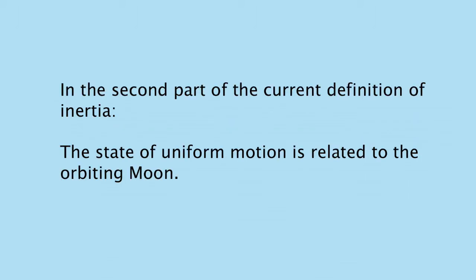In the second part of the current definition of inertia, the state of uniform motion is related to the orbiting moon. The term uniform motion was a throwback to Galileo's description of inertia, which gives an example of a body rolling on a frictionless surface. But in this sense, the only possible way for the body to move in a uniform motion is for the body to move on the surface of the earth at an equal distance from the radius of the earth, which is not usually possible.